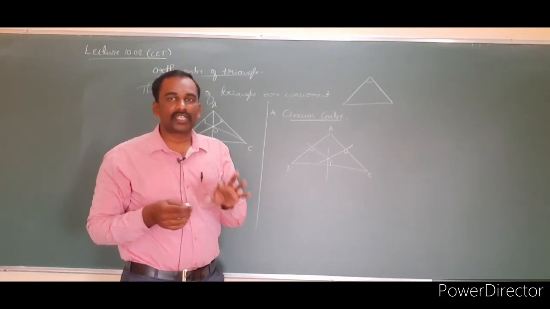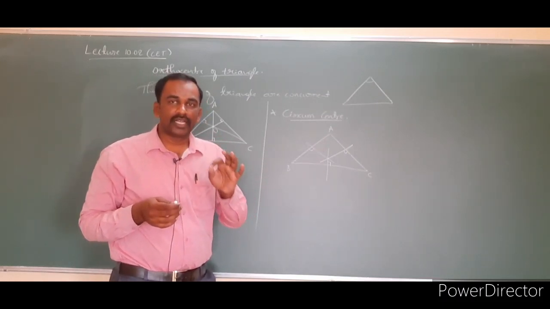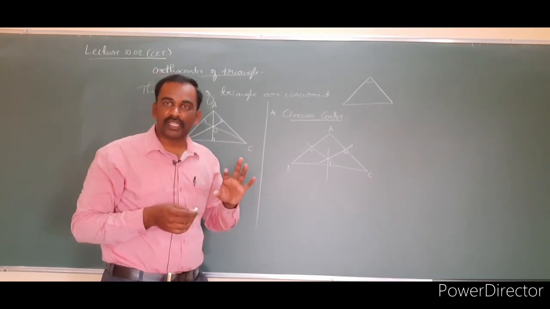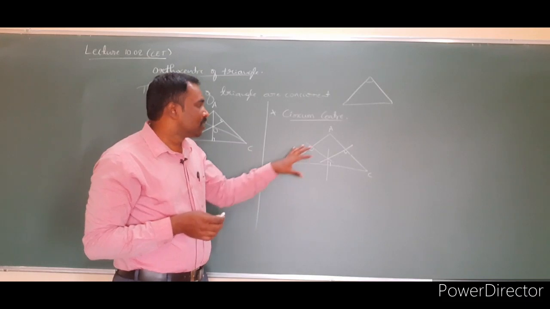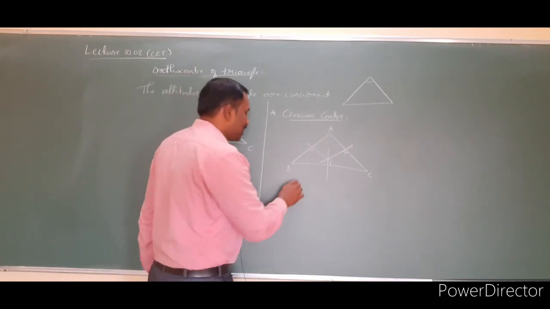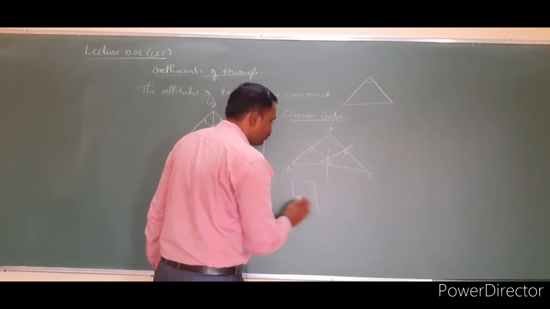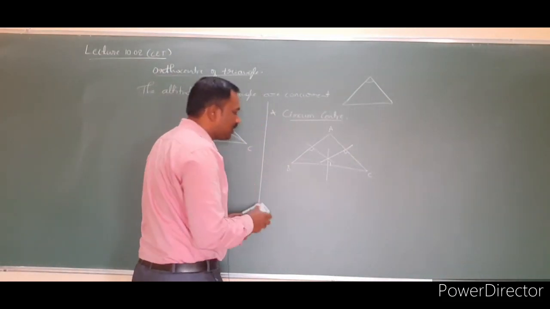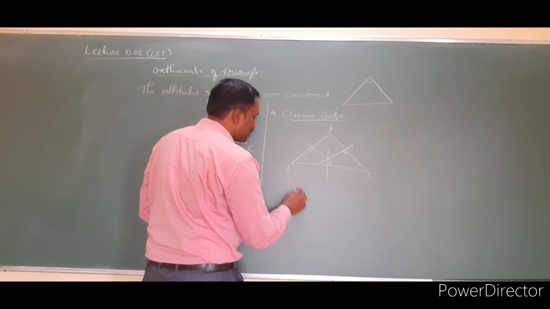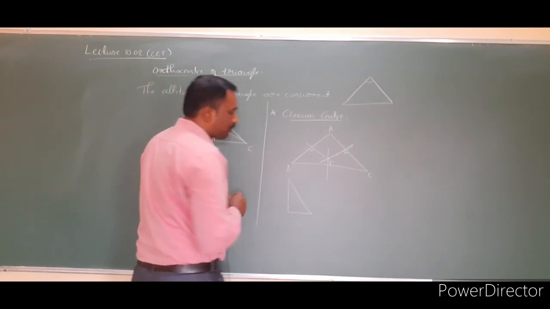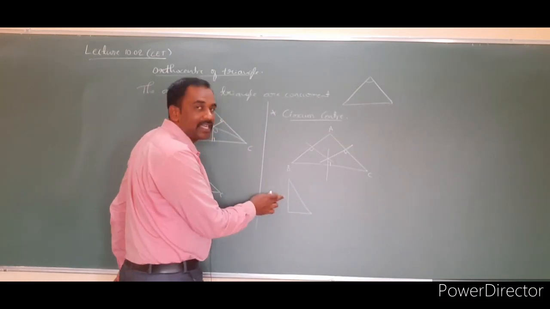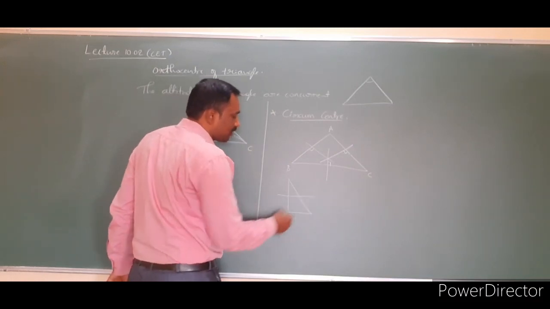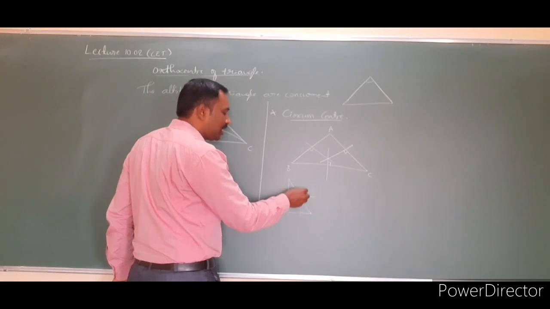What is the circumcenter of the triangle? The point of concurrence of the perpendicular bisectors. So for any triangle, suppose the triangle is a right angled triangle. In that case, where does the circumcenter lie? Take the perpendicular bisector for this side, perpendicular and bisecting. I just extend this one. For this side also, perpendicular and bisecting.